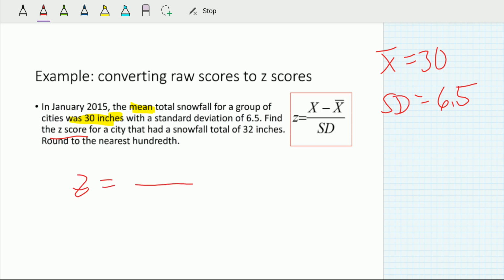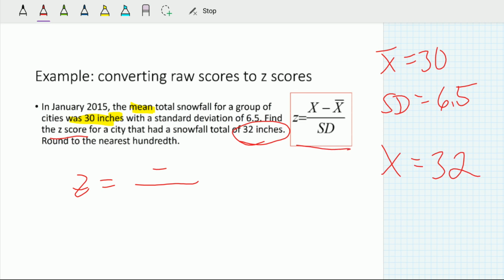Z-score is equal to, and then I know it's a fraction, minus sign. There you go. For a city that had a snowfall total of 32 inches. So this 32 inches basically is the raw score. It's like the raw data that you're basically trying to compare to the average and stuff like that. So then all we have to do is plug it in.